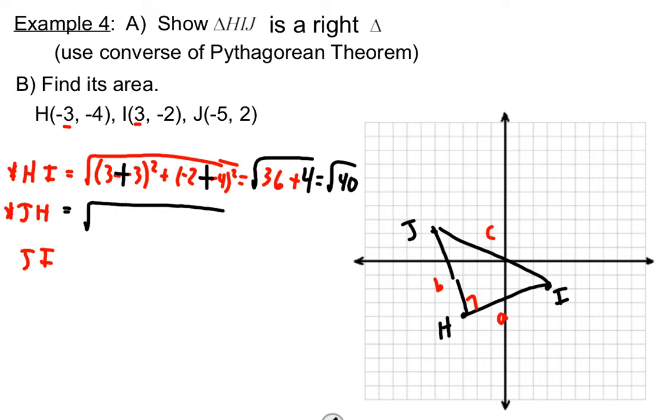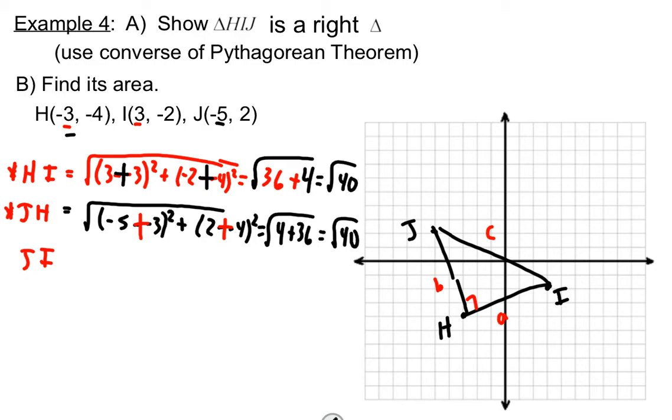All right, so let's go to the next one, JH here. Same thing. So J to H here, so we're looking at the x values there. So we've got -5 minus a -3 squared plus 2 minus a -4 squared. So again, we got these minus goes on here, so go ahead and put pluses on there. -5 plus 3 there is -2. If we square it, we get 4. And then that 2 plus 4 there is 6 squared is 36. So we end up getting the square root of 40 again.